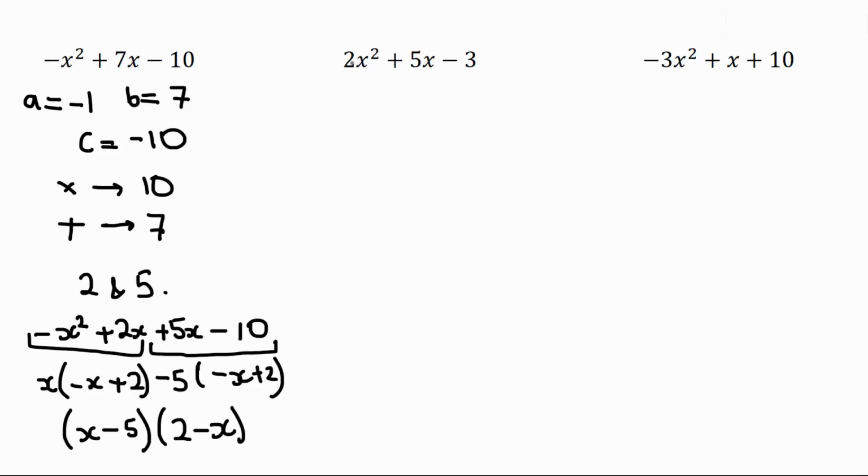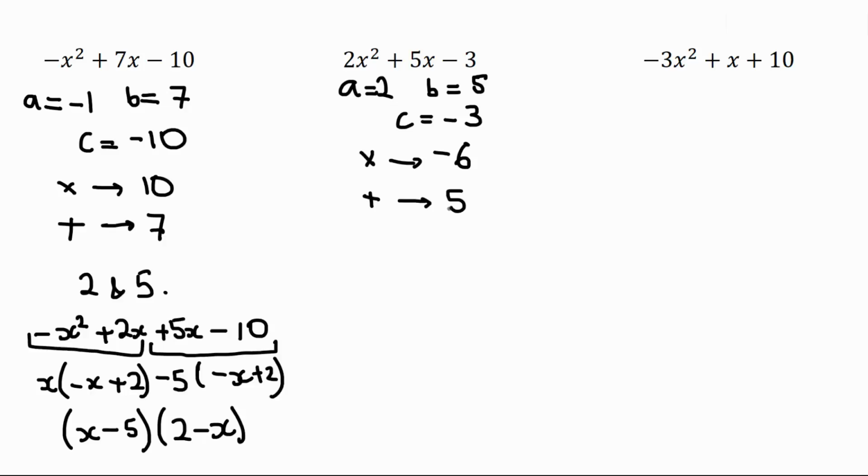Now here is an example where our coefficient of x is not 1 or minus 1, but it's actually a higher number, so 2. So we're going to use the same method as before. We're just going to have a equaling 2, b equals 5, and c equals minus 3. And in this situation, what two numbers multiply to give a times c, which is minus 6, and add to give 5?